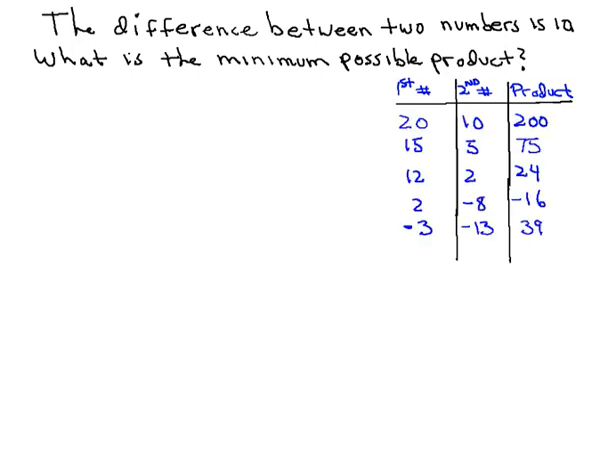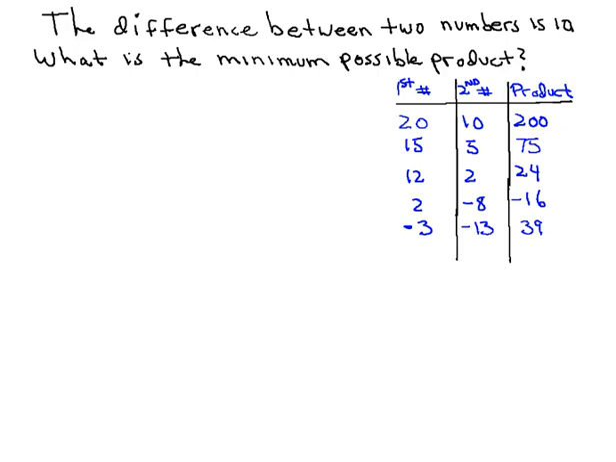Now what I've done is to choose some numbers at random to fill in for the value of the first number. And I began with the number 20 and then decreased the value of the first number to see if we might notice any kind of pattern eventually. So if the first number is 20, then all we need to do is subtract 10 from that to get the second number because we know the difference of the two numbers is 10. So 20 for the first number, 10 for the second number produces a product of 200.